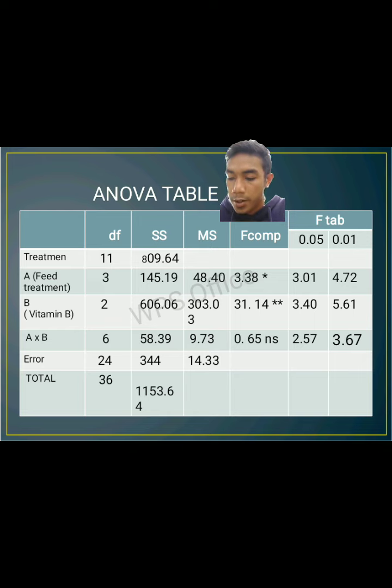Error. Degrees of freedom is equals to 24. Sum of square is equals to 344. Mean square is equals to 14.33. Total of degrees of freedom is equals to 35. Sum of square is equals to 1,153.64.